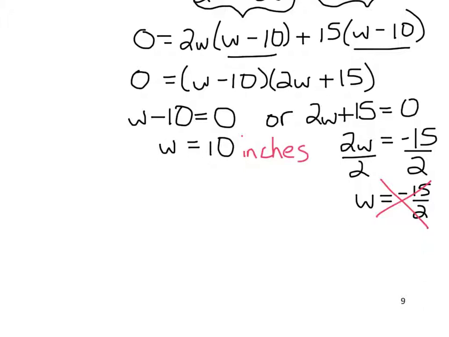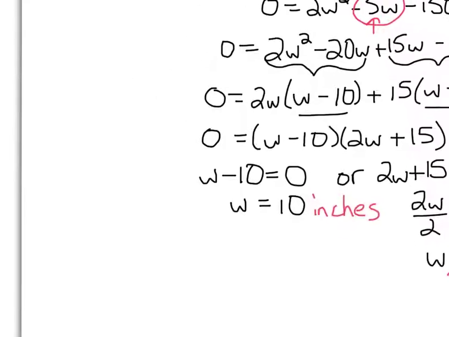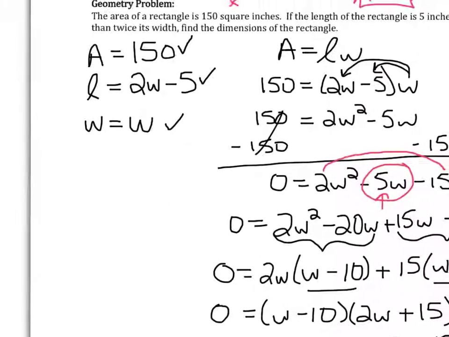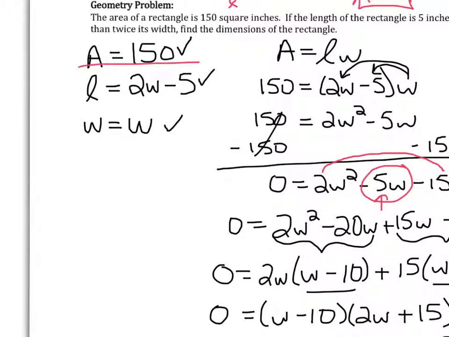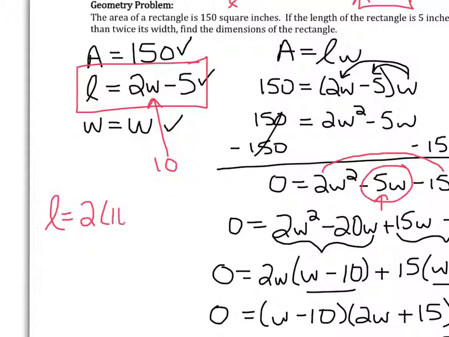My goal is to find the dimensions, meaning the length and the width, right? So I found the width. Now I need to go and find the length. Well, I'm going to go back up to where I defined what my length was. My length is given by 2W minus 5. We just found that W was 10, right? And so if I want to know the length, I'm going to put 10 in for W. I get 2 times 10 minus 5. That's 20 minus 5, and of course, 20 minus 5 is 15. So my length is 15 inches.